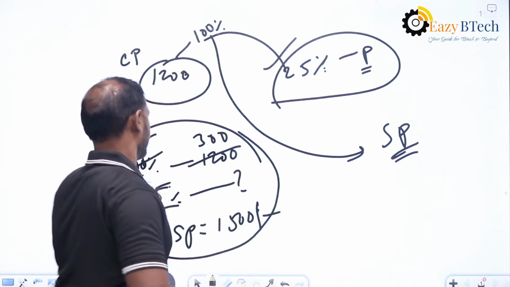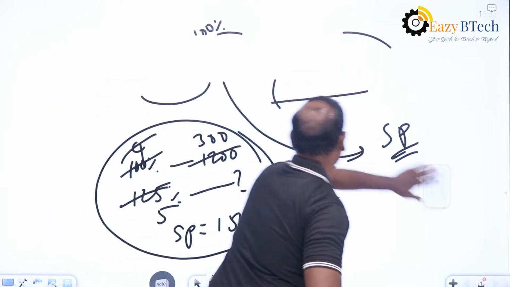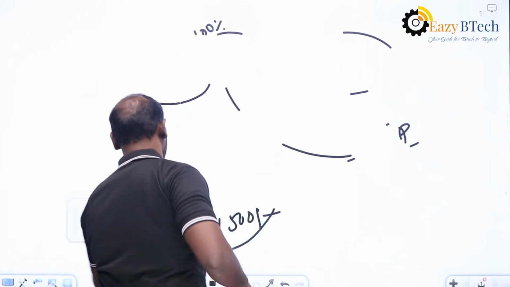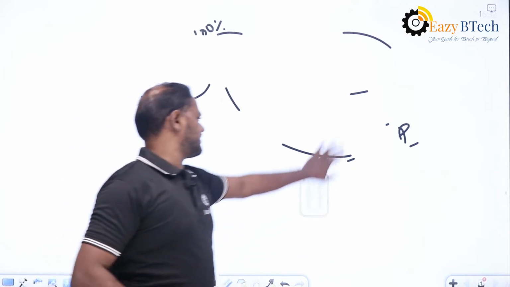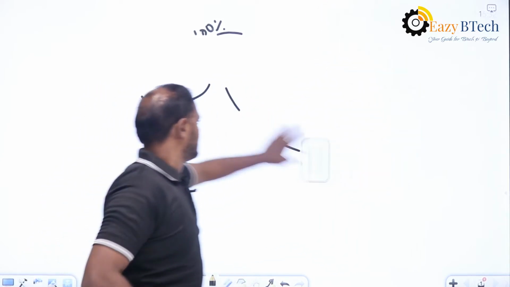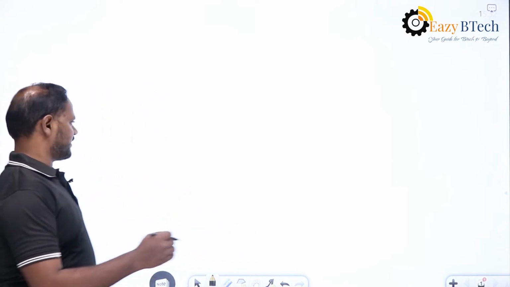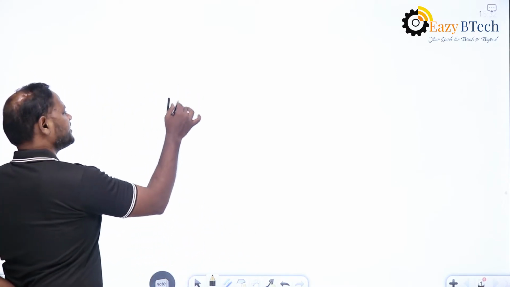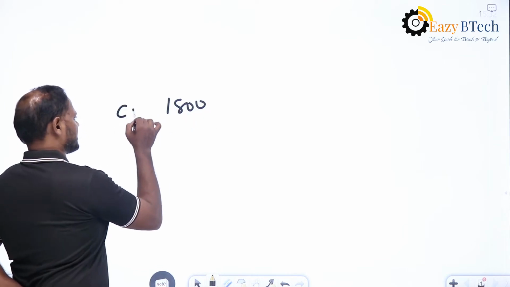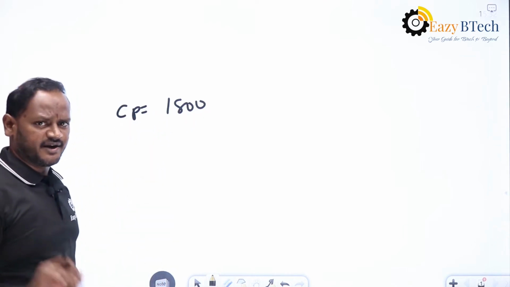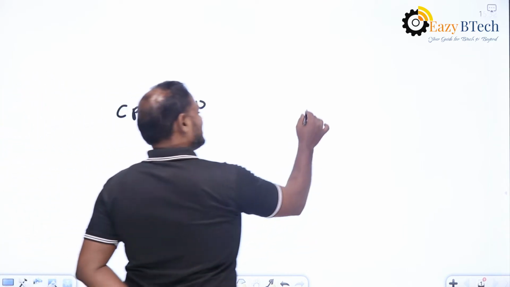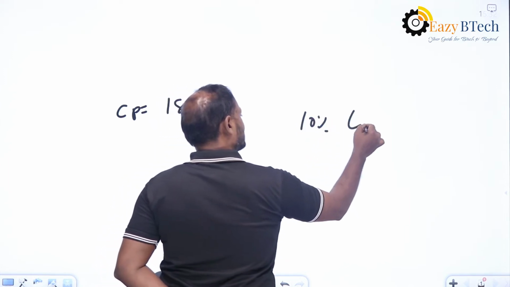Yeah. Let's take one more interesting question. I'll give one more question. Very important one. So raise your intelligence. Raise your intelligence based on universal facts. Okay? Yes. I bought an article for 1800. Means it is cost price. I bought an article for 1800 and sold it for 10% loss.